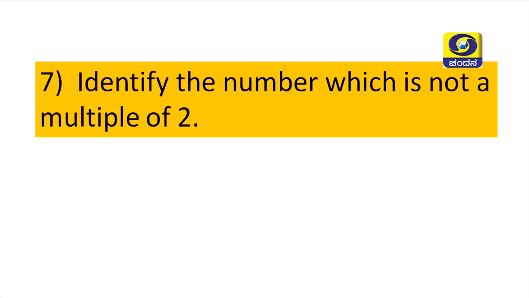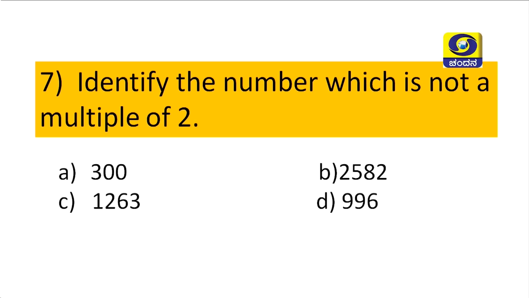Question 7. Identify the number which is not a multiple of 2. Option A 300, option B 2582, option C 1263, option D 996. The right answer is 1263, as this is not divisible by 2.